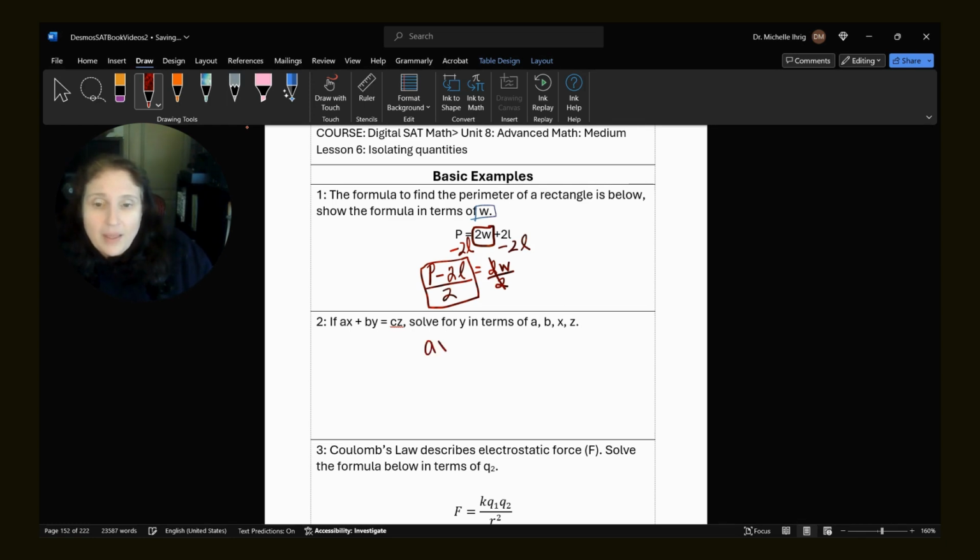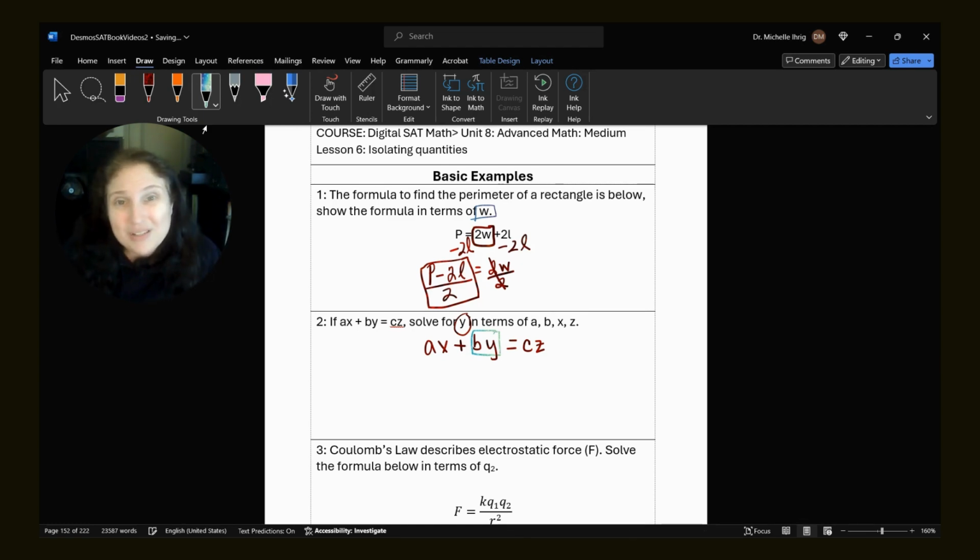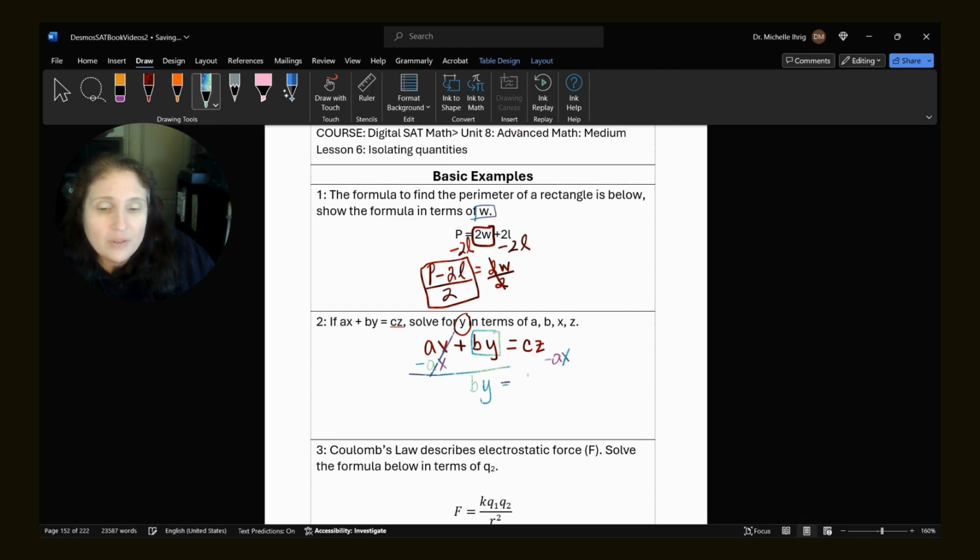We've got AX plus BY equals CZ, and we are solving for Y. So just like I showed you in the previous video, I have my students circle the whole term that's got the Y in it because it makes it so much easier to see what we have to reverse. So we have to move the AX to the side. This is a positive, so the opposite of adding is subtracting AX. These cancel. I'm left with BY equals CZ minus AX.